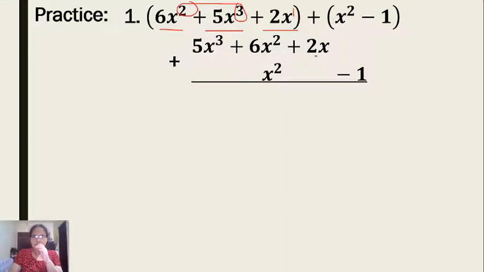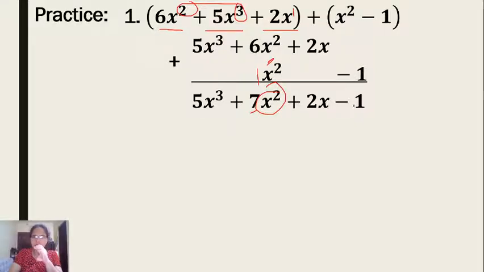We put them in the same column. There's no pair for 2x, and then write -1 here, which has no pair as a constant. So add, since 5x cubed has no pair, bring it down, and then 6x squared plus x squared, so that's 6 plus 1, there's an invisible 1 there, 6 plus 1, that's 7, and then copy the literal coefficient, this one, and then 2x, that's bring down, 0 minus 1, or 0 plus -1, that's -1. So the final answer is 5x cubed plus 7x squared plus 2x minus 1.